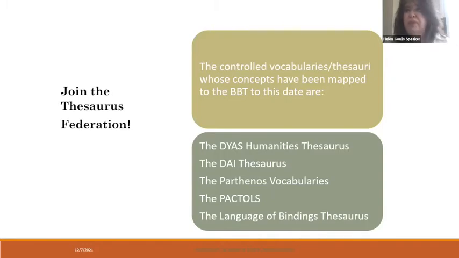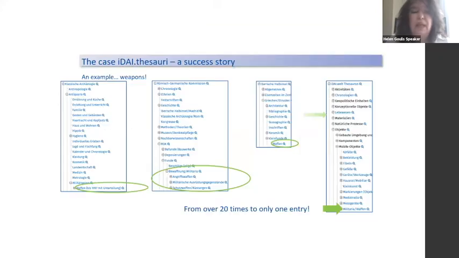The Pactols of the Frontic CNRS, and the language of binding thesaurus. One of the most advanced among this federation of ours regarding the level of alignment to the BBT is the iDAI thesauri. Here in the slide, you can see our colleagues from DAI provided us with this slide to showcase how the implementation of the BBT helped them to reduce inconsistencies, redundancies, and repetitions.